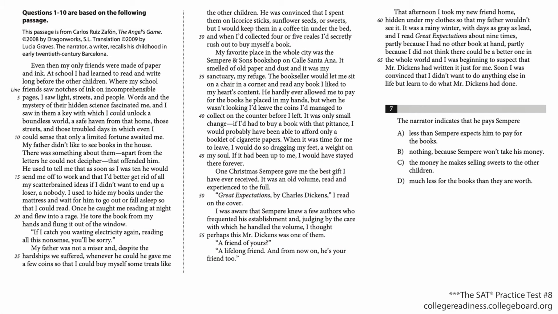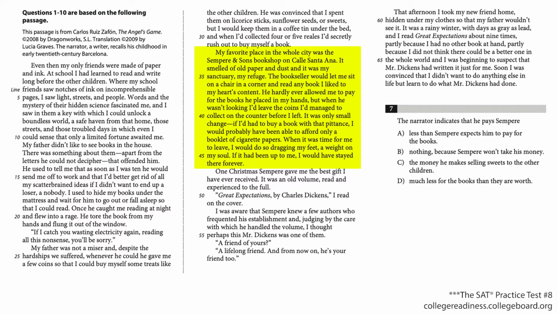Now the second example is a question that asks, what does the passage say about X? Well, in this case, you find a paragraph about that topic and reread it. The answer won't be assumed from the information. It'll be stated by it. So for example 2, we're going to look at question 7 here. The narrator indicates that he pays Simper. So find the paragraph that discusses where the narrator pays Simper. In this passage, it's paragraph 4.